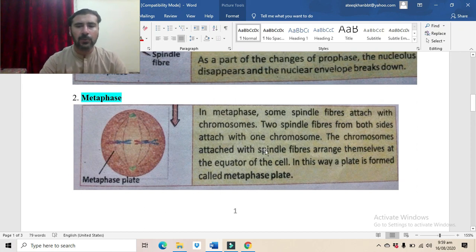The chromosomes attached with the spindle fibers arrange themselves at the equator of the cell, in other words, in the central region of the cell. The plate which is formed in this way is called the metaphase plate. So here, in this region where the chromosomes are arranged, a metaphase plate will be formed.